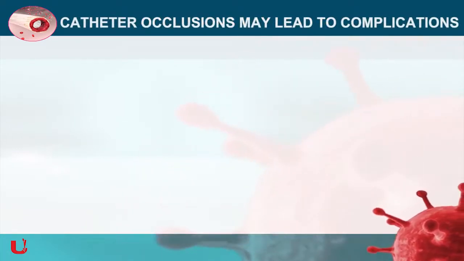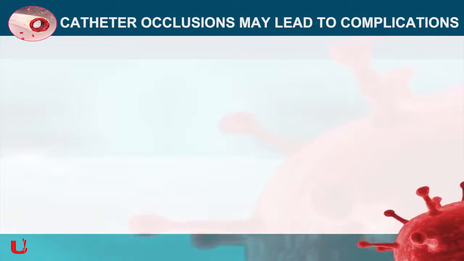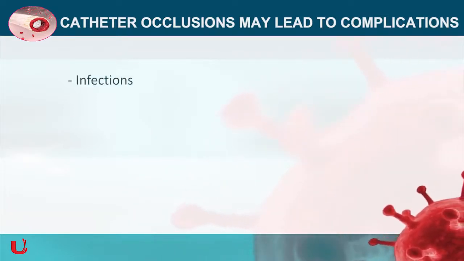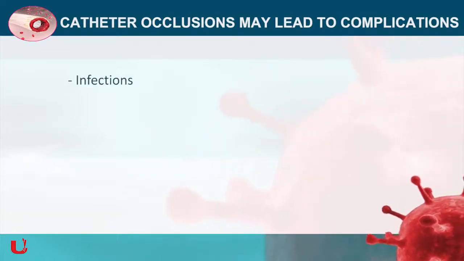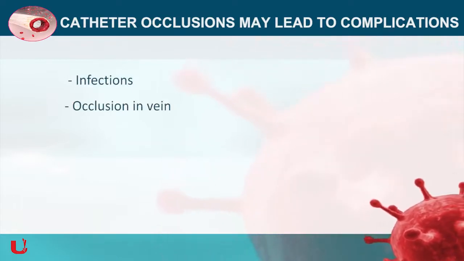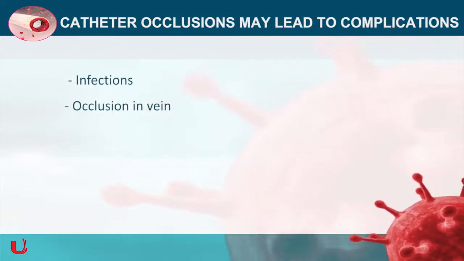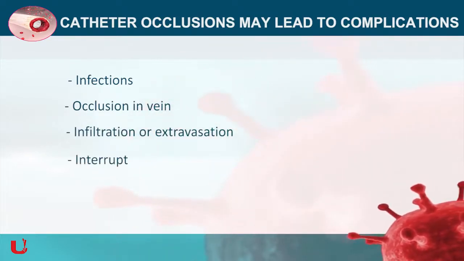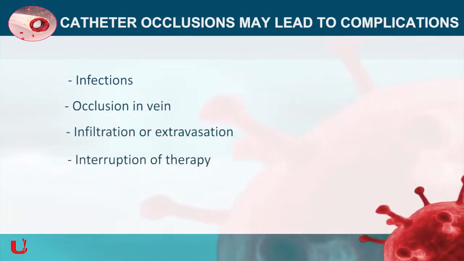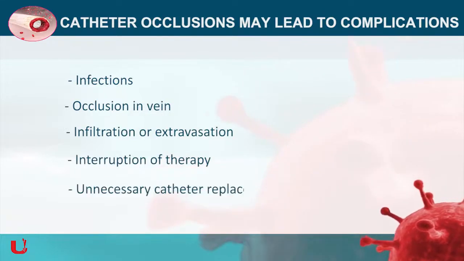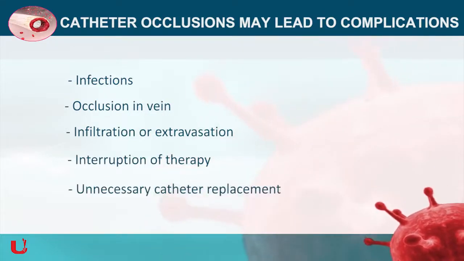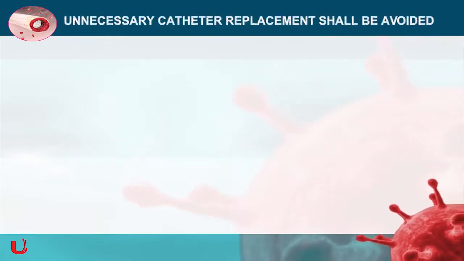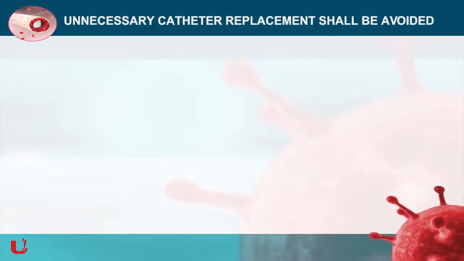If the occlusion in catheter is not removed, it may lead to infection associated with thrombotic occlusion, occlusion in vein caused by fibrin buildup, infiltration or extravasation caused by backflow, interruption of therapy, and unnecessary catheter replacement. Unnecessary catheter replacement shall be avoided.